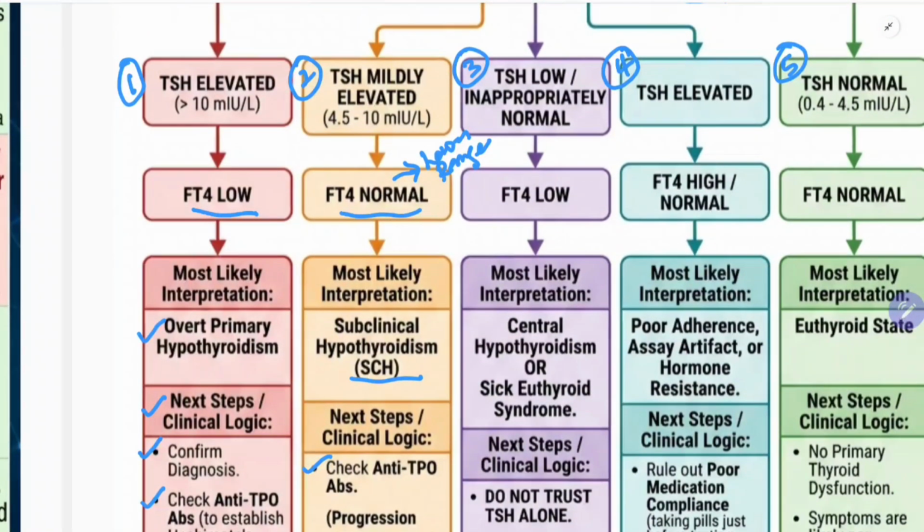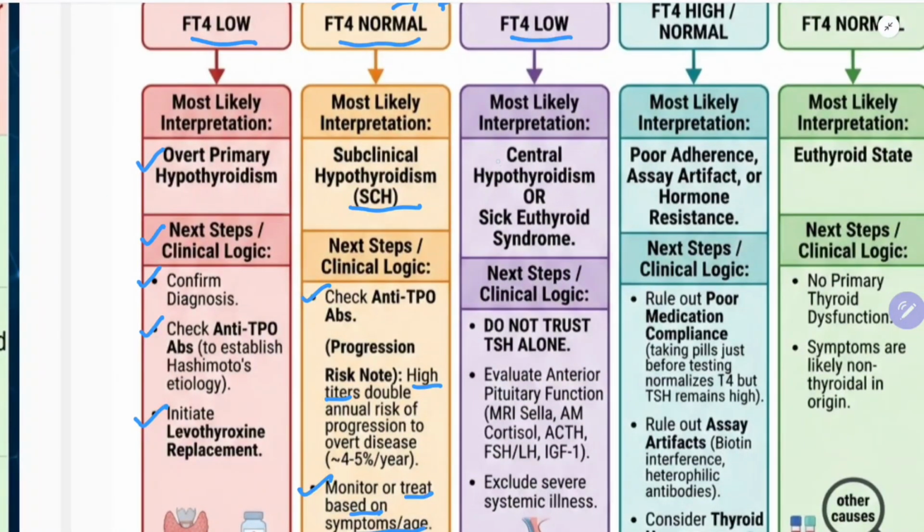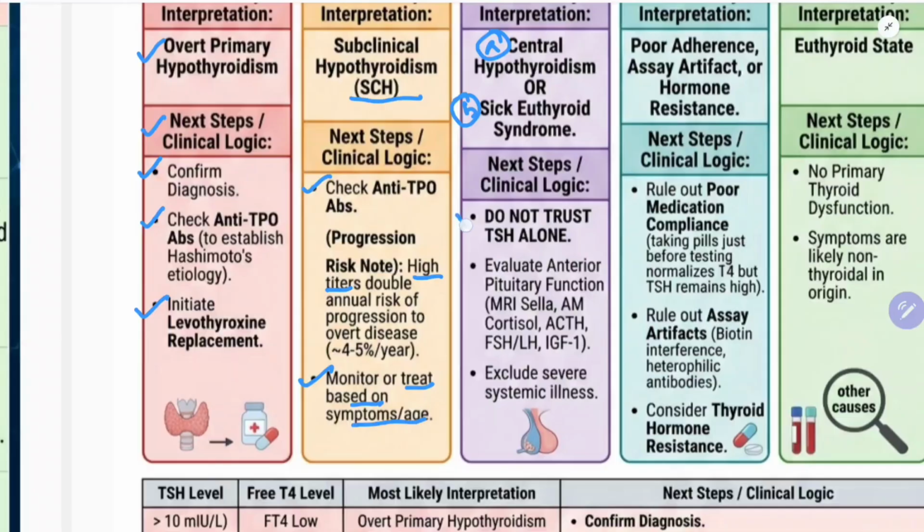Third one is TSH is low and FT4 is also low. Most likely there are two things you should differentiate. Number 1 is A, central hypothyroidism, and B, Sick Euthyroid Syndrome, SES. Next step, do not trust TSH alone. Because we are suspecting central hypothyroidism, first you should exclude a severe systemic illness. If there is no severe systemic illness, then evaluate for pituitary function. You can order MRI sella turcica, and you can order serum cortisol AM, ACTH, FSH and LH, and insulin-like growth factor for growth hormone.